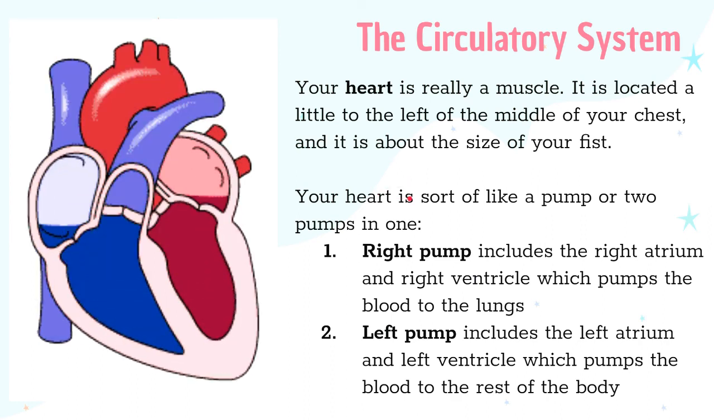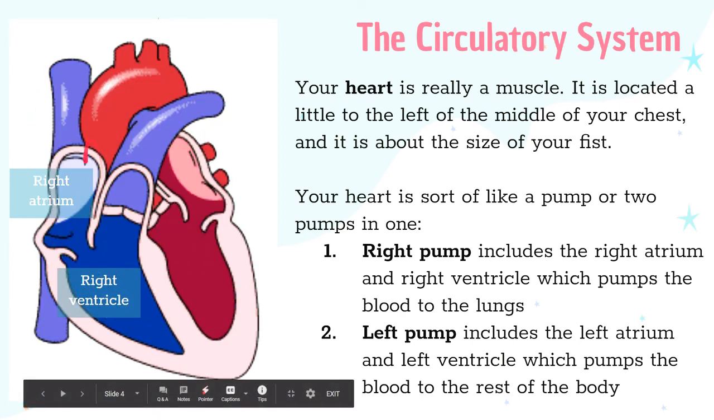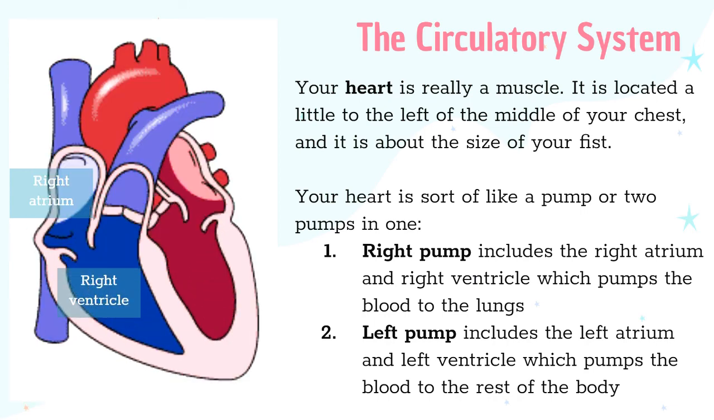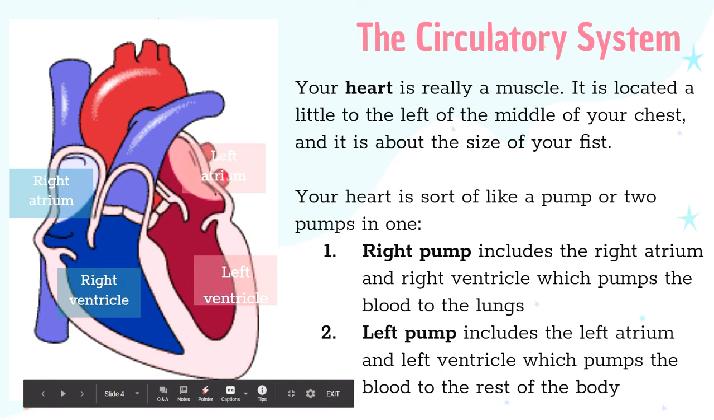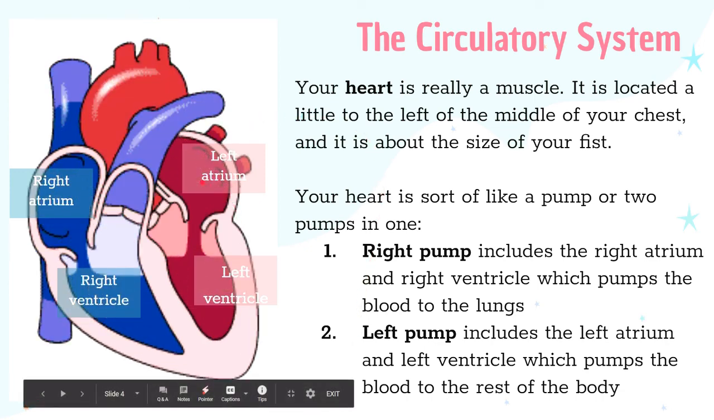So your heart is a pump, or two pumps in one. The right pump is made up of your right atrium and right ventricle, and their job is to bring deoxygenated blood towards the lungs for gas exchange. While the left pump is made up of your left atrium and left ventricle, and their job is to pump oxygenated blood towards the rest of the body in order for the cells to use the oxygen and nutrients.